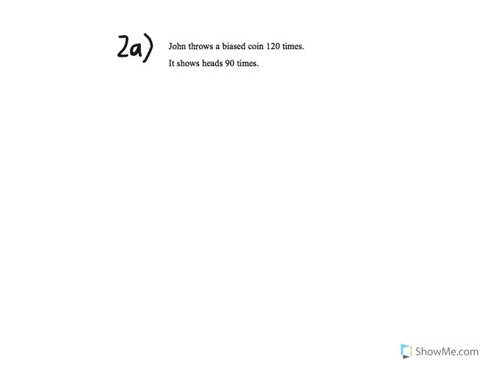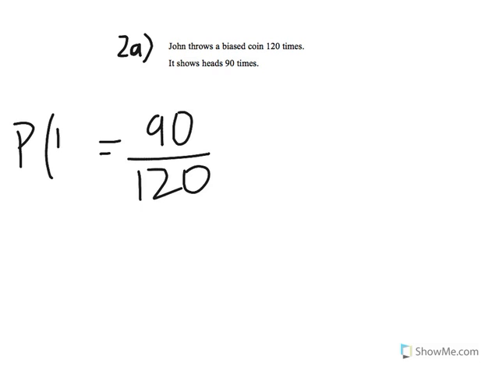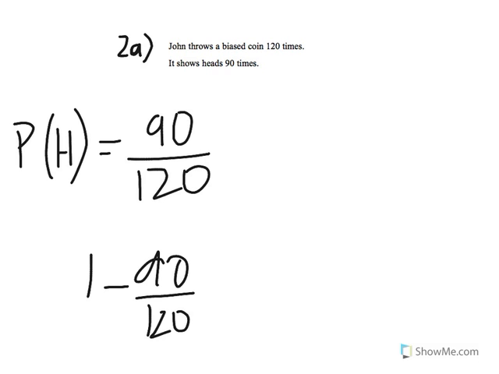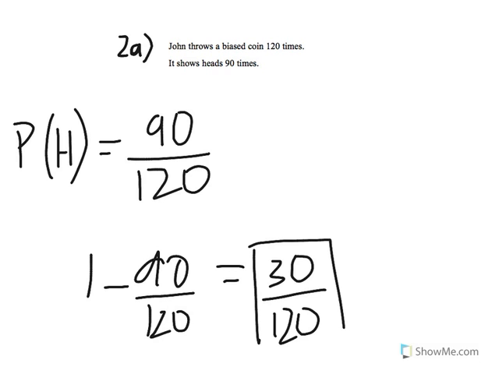Now he's thrown it 120 times, right? So out of 120 tries, he's gotten heads 90 times. Meaning the probability of him getting a heads is 90 over 120. Now as you know, probability always adds up to 1. It's always a fraction and all the likely events will add up to 1. So if I do 1 minus 90 over 120, I'll get the probability of the other possible event that could occur, which is tails, and that'll just be 30 over 120. And that'll be the probability of getting tails on the next throw.